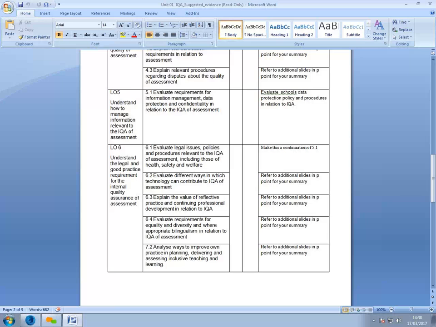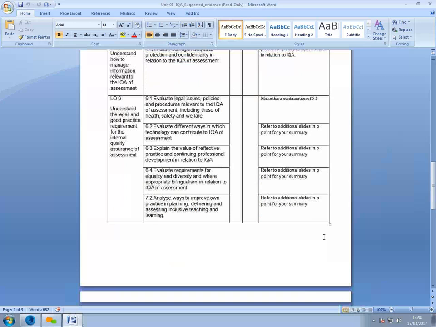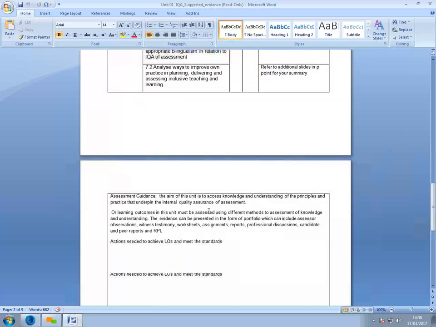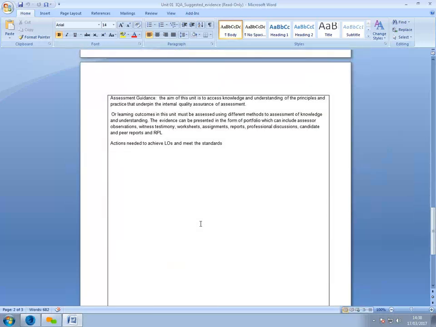And again, from reflection, you can analyse ways to improve in practice in planning, delivering, assessing, inclusive teaching and learning. There's some work in there on the additional slides on the PowerPoint, if you're going to look through those. At the end, I've just added on... why does it say all there? It should say all. I'll correct that while I'm here.